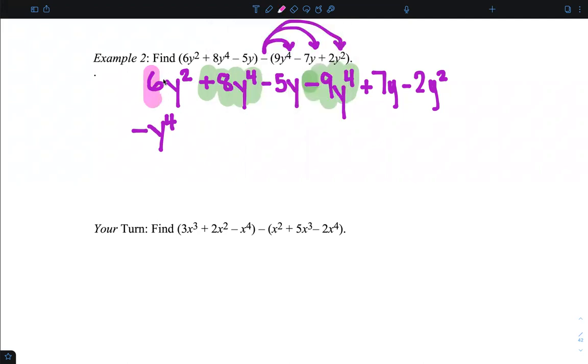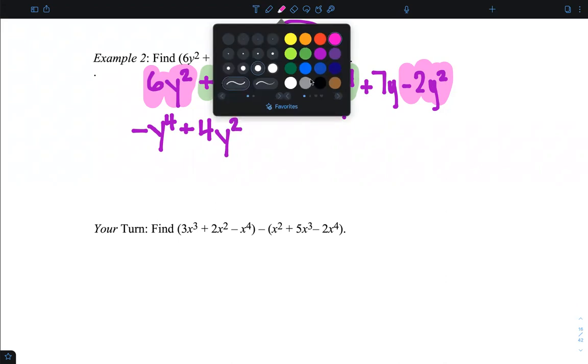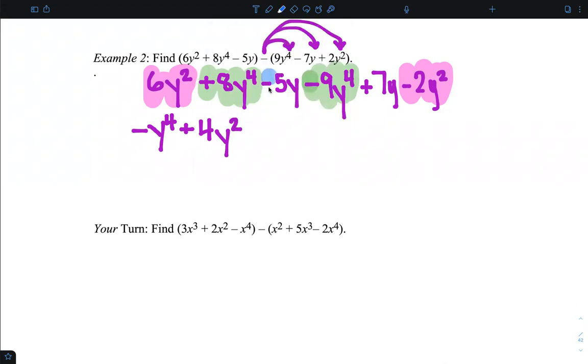And then I have a 6y squared. It's my next highest exponent. And a minus 2y squared. So 6 minus 2 is 4. So that's a positive 4y squared. And then finally we have a minus 5y and a plus 7y. So 7y minus 5y is a plus 2y.